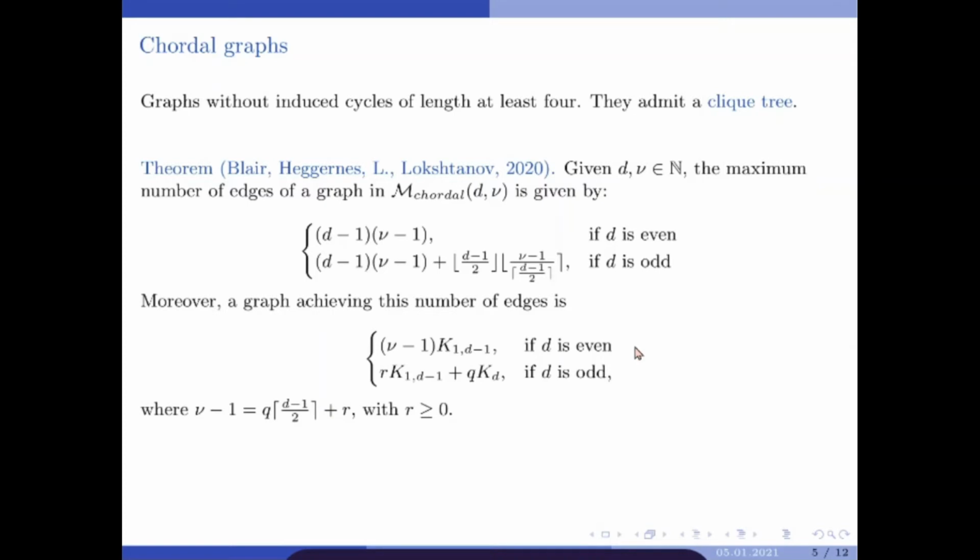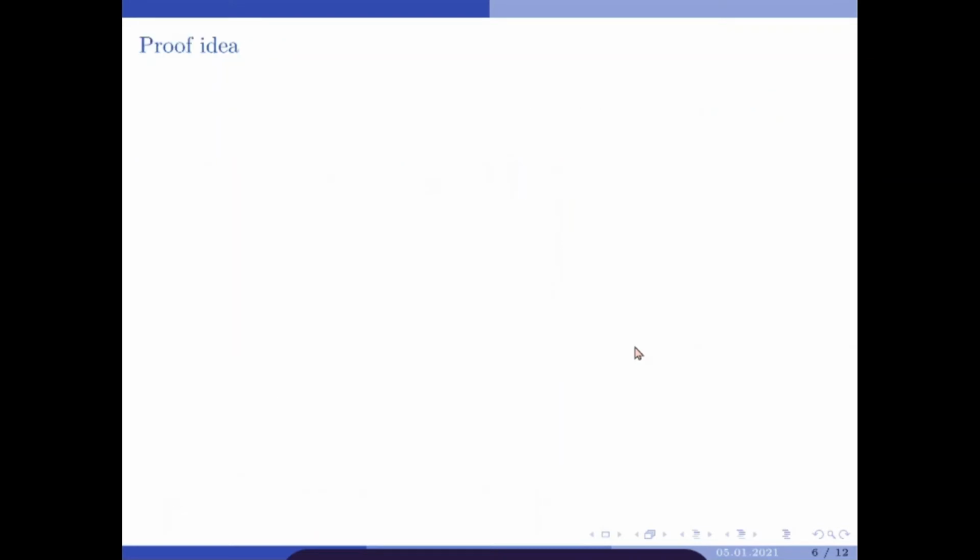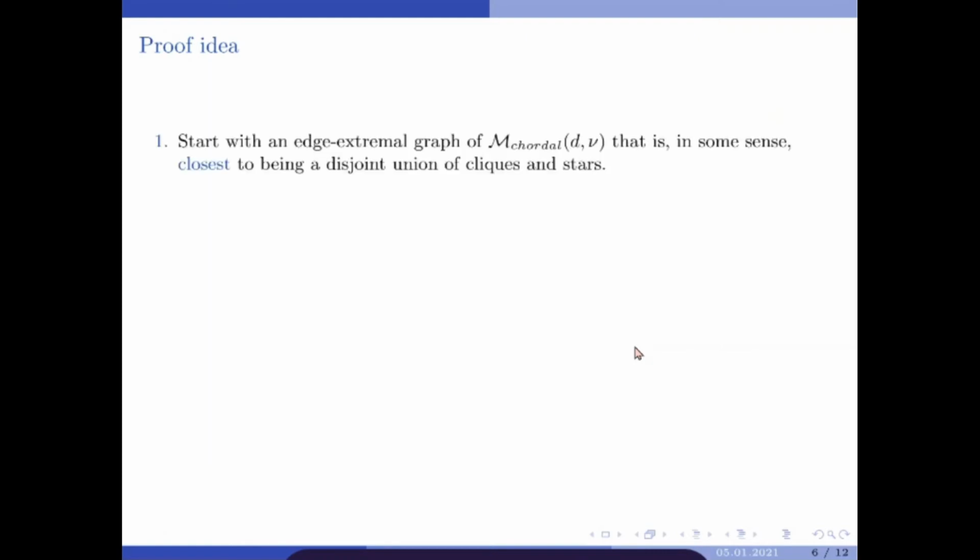And how do we prove this result? Well, what we will do is try to prove that, given the bounds, we will always find an edge extremal graph for those bounds that is a disjoint union of cliques and stars. There might be other examples; they're not always unique, but at least one edge extremal graph will be a disjoint union of cliques and stars. So I will give a slight overview of the proof, but it will not be a detailed overview.